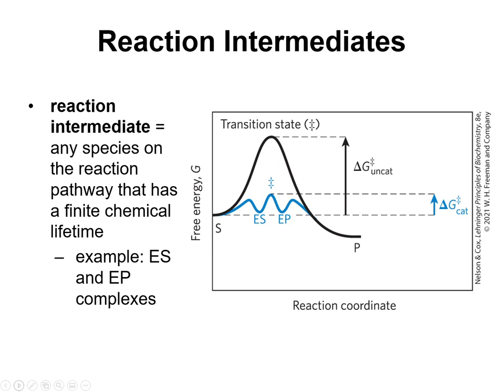In between the road from substrate to product, you have reaction intermediates. And we talked about the intermediate, their transient complexes, ES and EP. That's enzyme with substrate bound and enzyme with product bound. Notice that those are in valleys. So the energy associated to make the ES complex, ES is stable, EP is stable. The transition state is not.